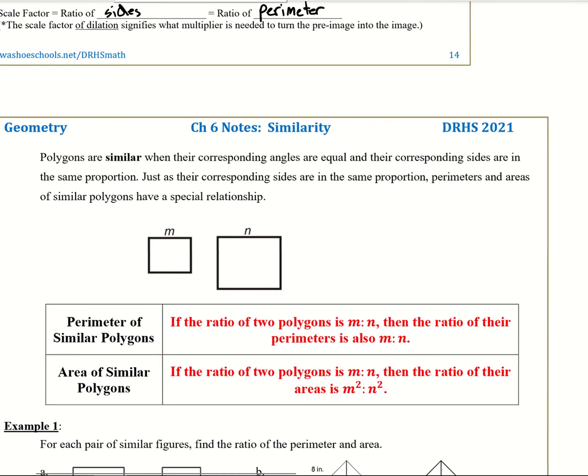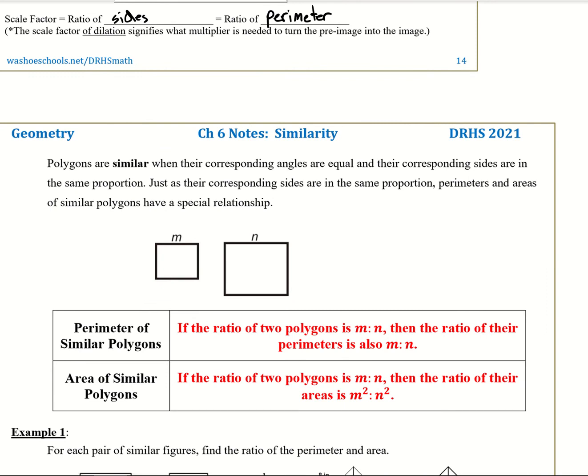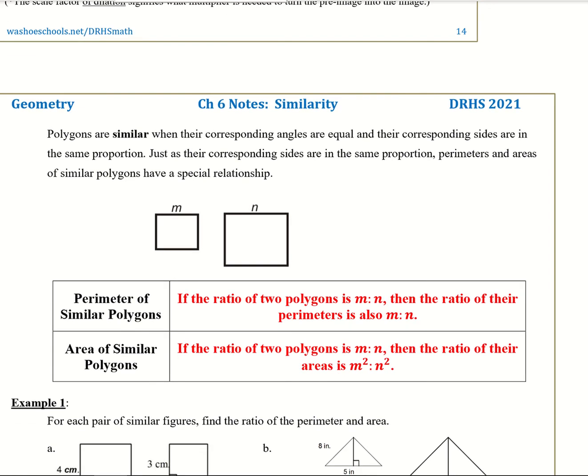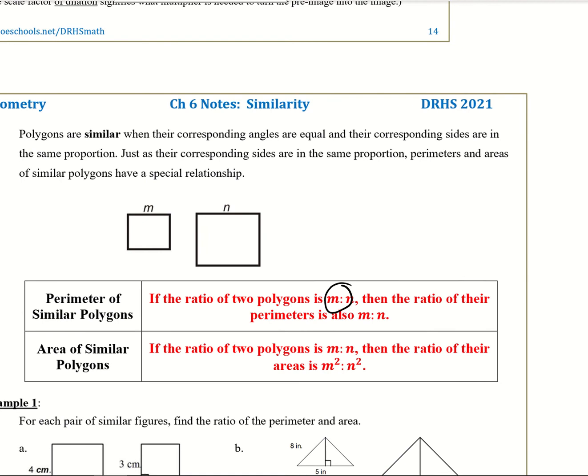And here's the formal definition. So polygons are similar when their corresponding angles are equal and their corresponding sides are in the same proportion. Just as their corresponding sides are in the same proportion, the perimeters and areas of similar polygons have a special relationship. The perimeter of similar polygons, the ratio is m to n.